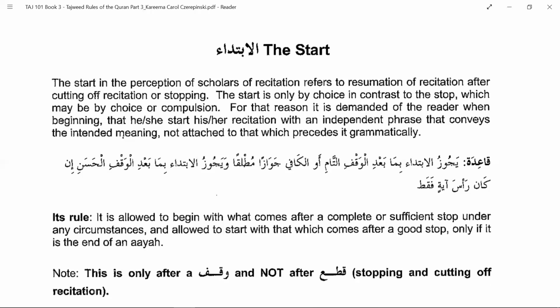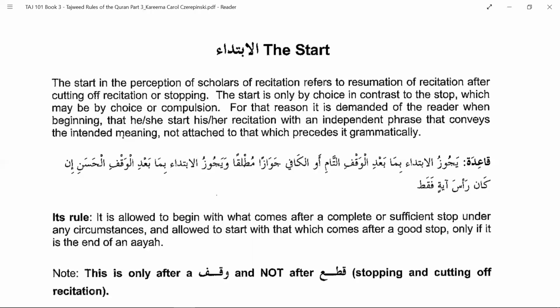So for that reason, it is demanded of the reader when beginning that he or she start the recitation with an independent phrase that conveys the intended meaning, not attached to that which precedes it grammatically. Because we are starting only by our own choice, whenever we start we should start with something that is independent, that conveys the full intended meaning. It should not be attached to what precedes it in grammatical terms.